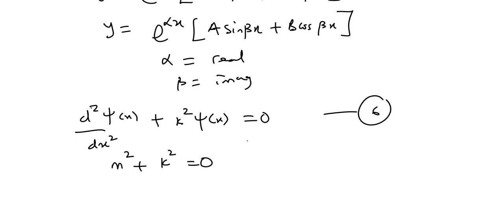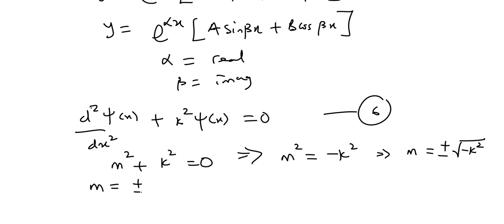If you solve this, this can be written as m squared equals minus k squared. So if m squared equals minus k squared, it means m equals plus or minus the square root of minus k squared. You have to take note, we have plus or minus the square root of minus k squared, not the square root of k squared. But we can easily write m to be plus or minus the square root of minus 1 multiplied by the square root of k squared. So what is the square root of minus 1? The square root of minus 1 is i. The square root of k squared is what? Is k. So the solution is that m equals plus or minus ik.